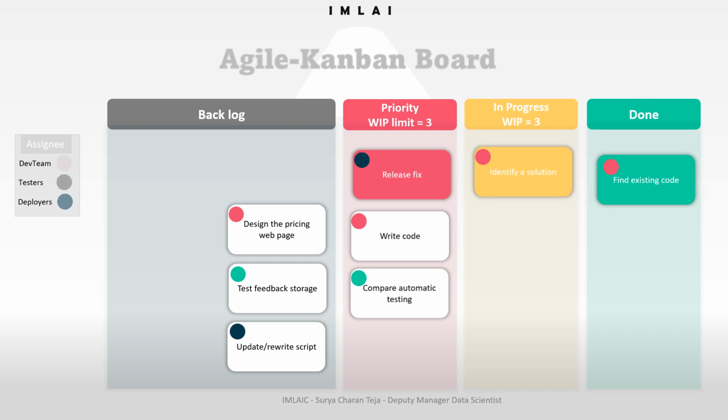Like that, each team has to prioritize their task, and once the priority moves into the in progress, then another task can come into the priority section. That's how, once the task in progress is completed completely, then it will move into the done section. That's how they make sure that each task is completed.